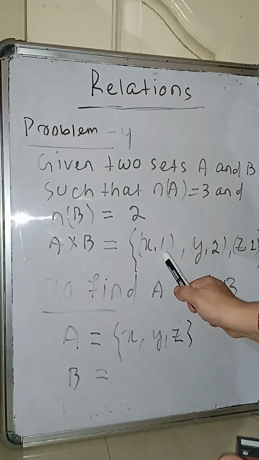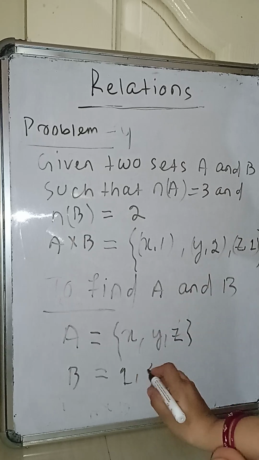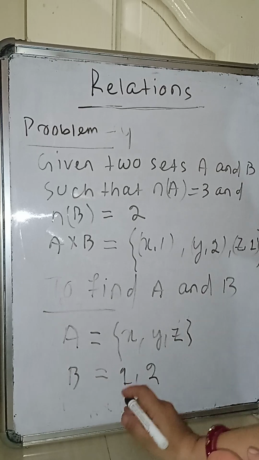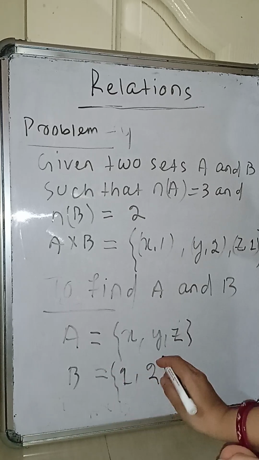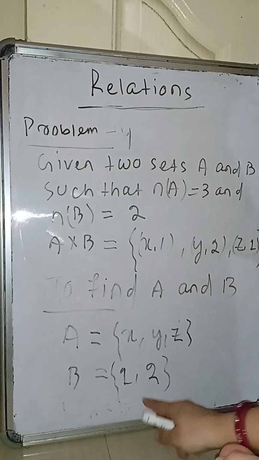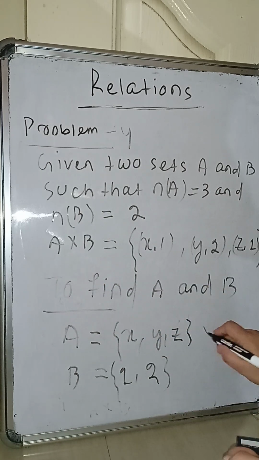And set B is, in each ordered pair, the second element. Here it is 1, then 2, here again 1. In a set the elements are not repeated, only once we will write, as you know from previously while we were discussing the chapter on sets. So set B containing 2 elements, that is {1, 2}. 1 we will not write again. So see here, the number of elements of B is 2. So this is your set A and this is your set B. Thank you.